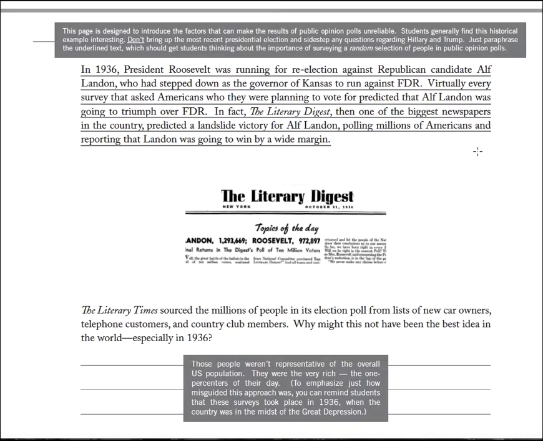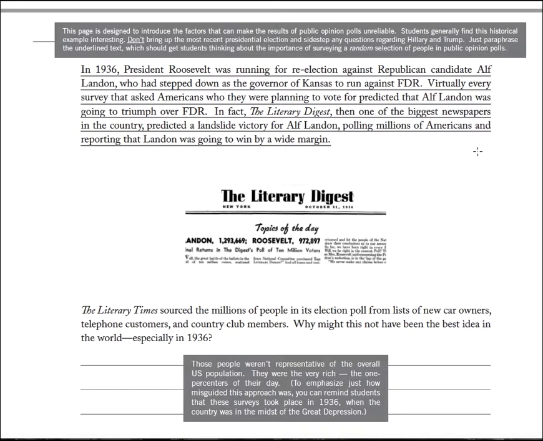So you can say to students, I don't know if you've studied this at school, the 1936 election. Does anyone know who FDR was running against? Okay, yes, some of you see it here on this page. FDR was running against a gentleman named Alfred Landon, the governor of Kansas, who stepped down to run against FDR in his bid to be re-elected as U.S. president, right?